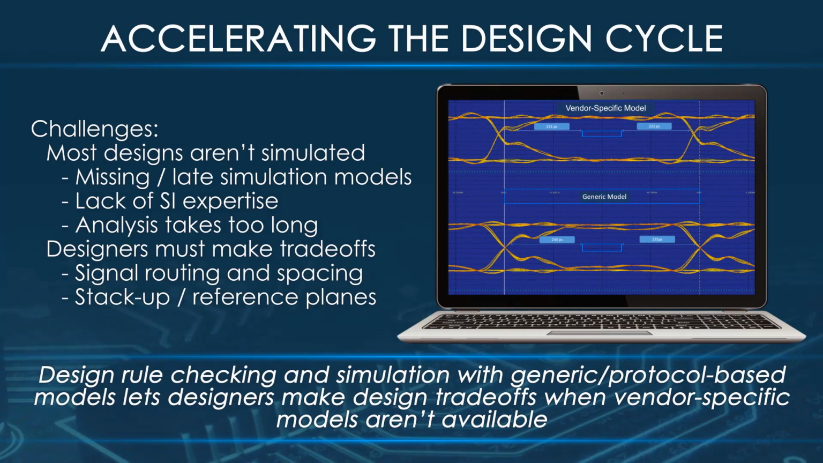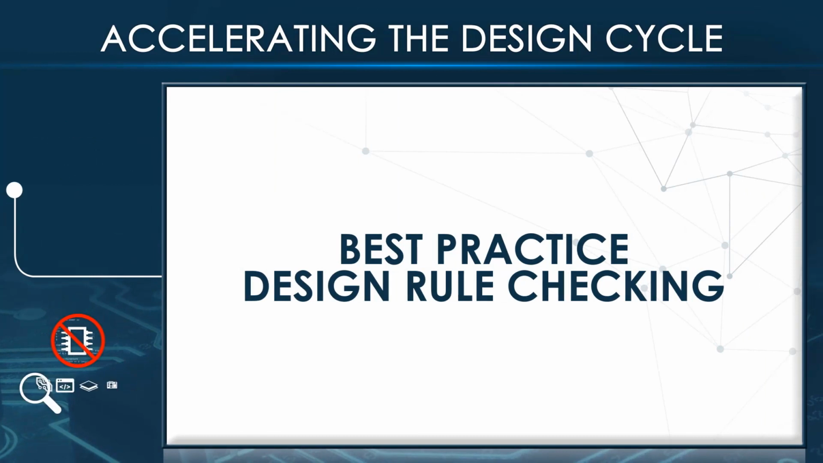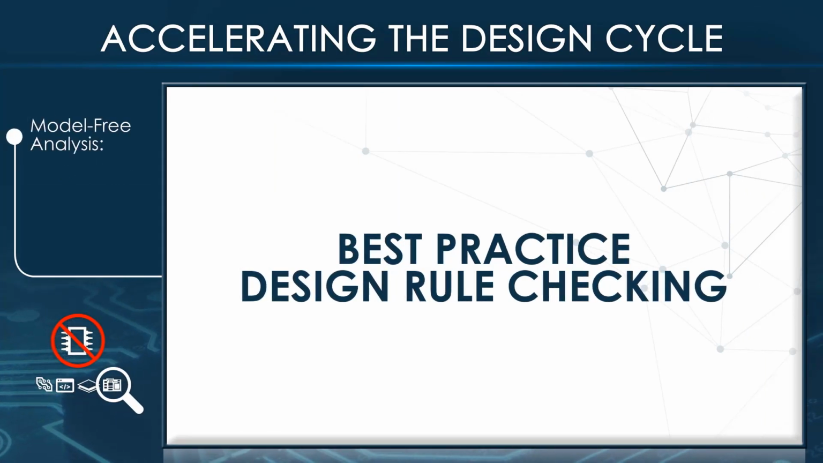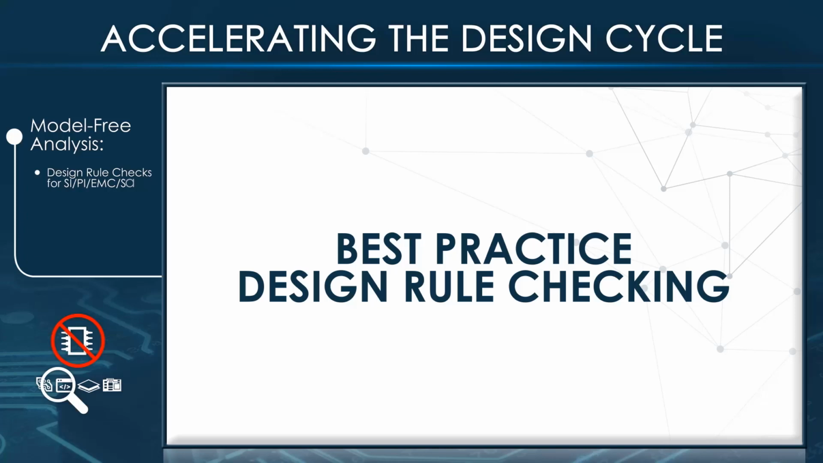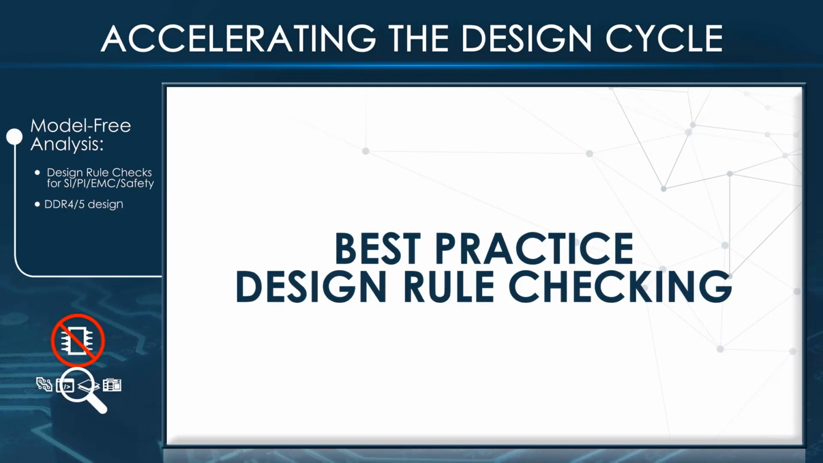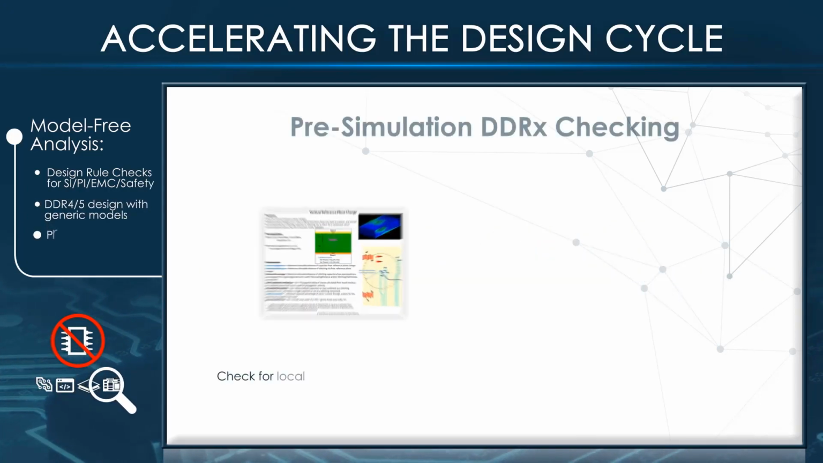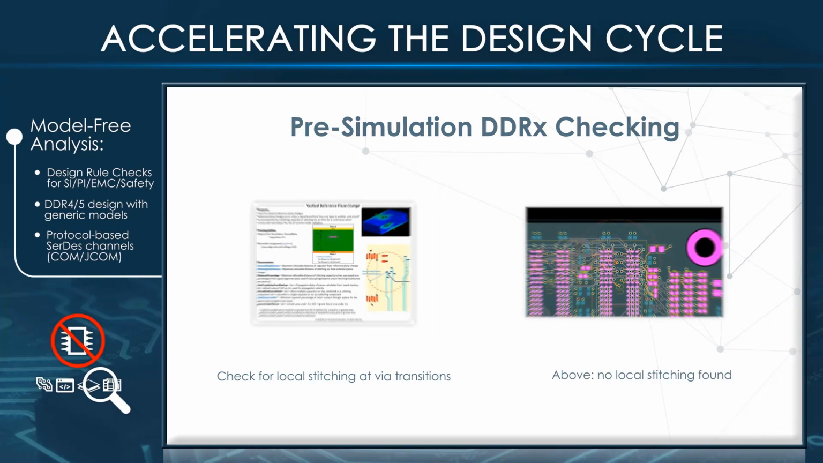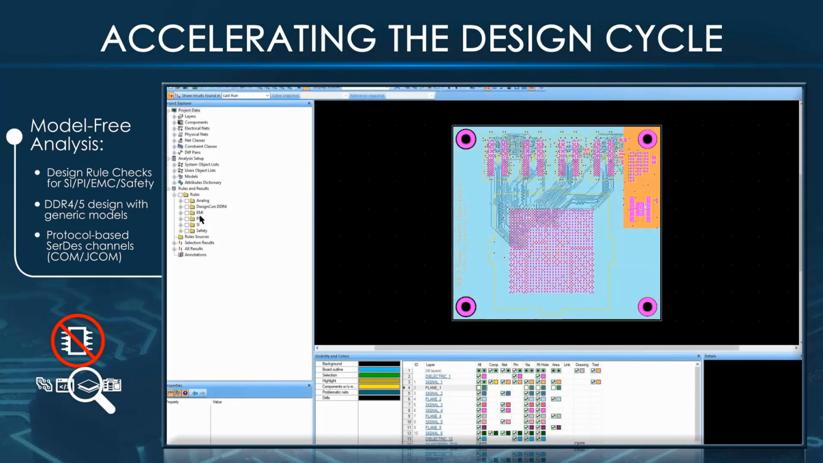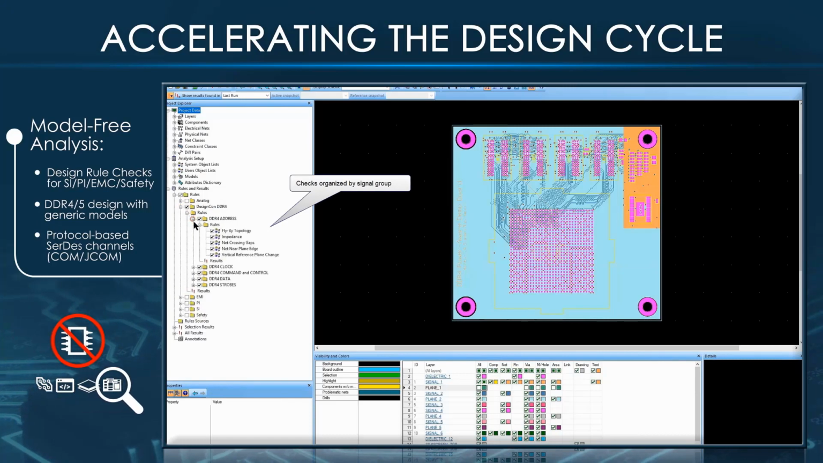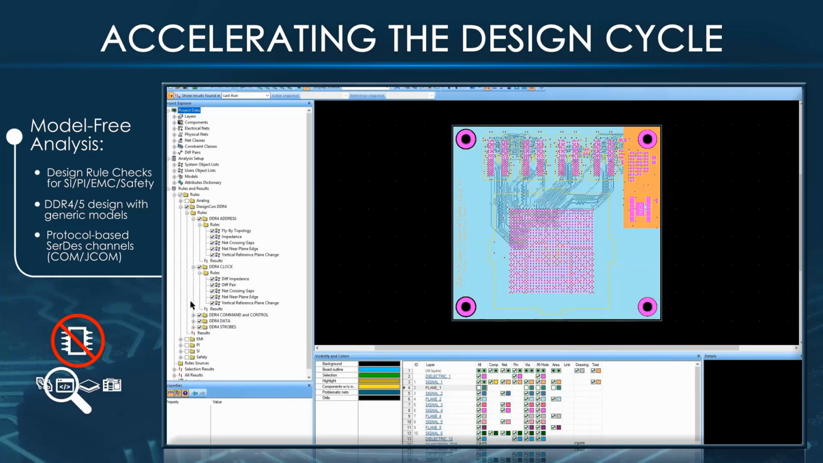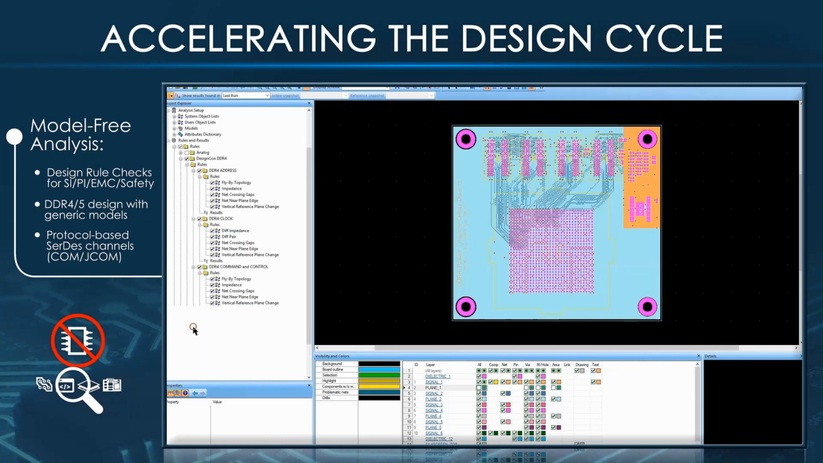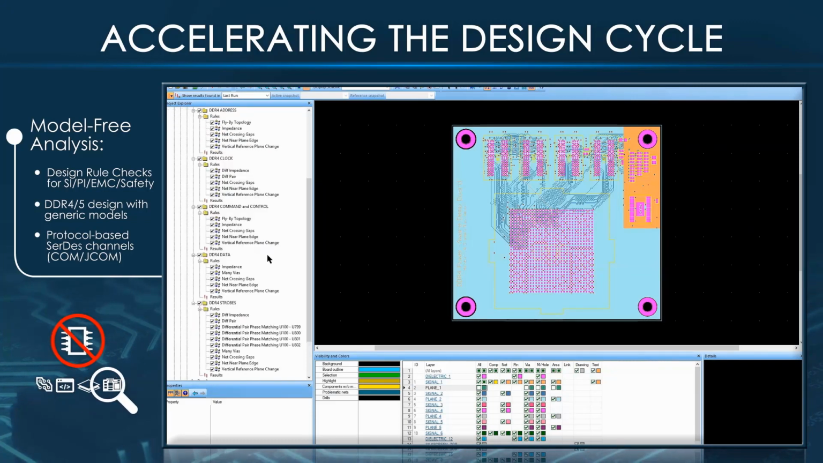So there's three different things that we're going to look at: design rule checking and analysis of both DDR4 and SerDes interfaces. Design rule checking is done in our Hyperlinks DRC tool, and it can check for things like local stitching vias and other items that are common in designs. We have rules that are built into the tool, and you can customize your own rules. There's a very powerful geometric engine within the Hyperlinks DRC tool.